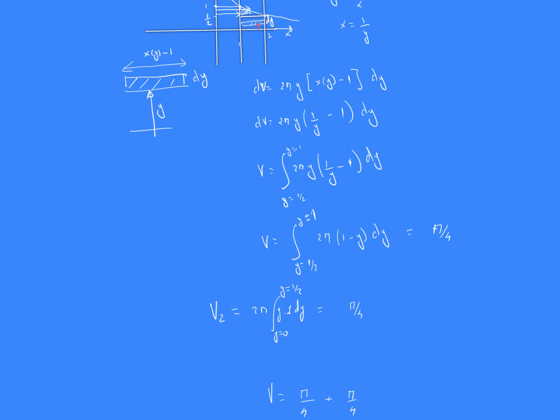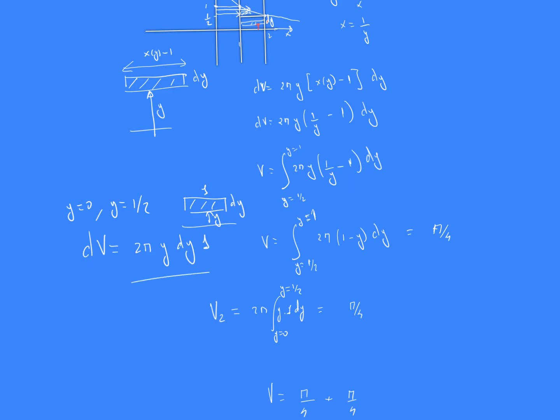The small volume will be, let's do it, the volume of a cylinder, but let's do it in integral form. It will be dV, from y equals 0 to y equals 1/2. The size of the door will be 1. This is dy, and this will be y. So the expression for the small volume will be 2 pi y dy by 1. That is the area here.